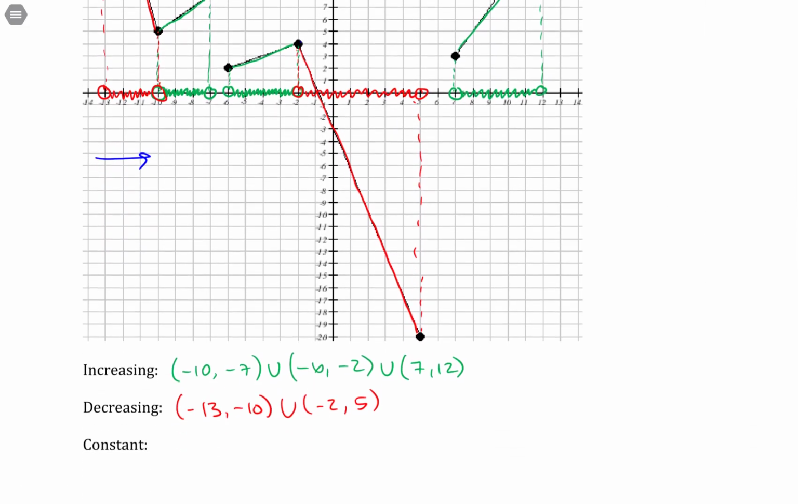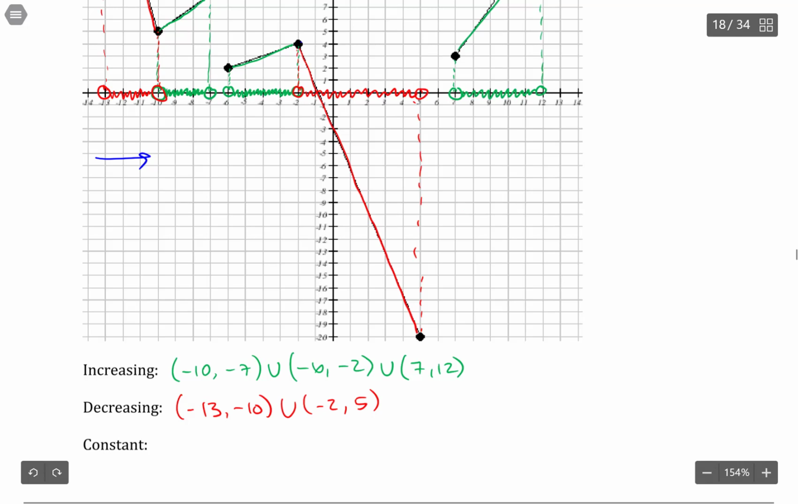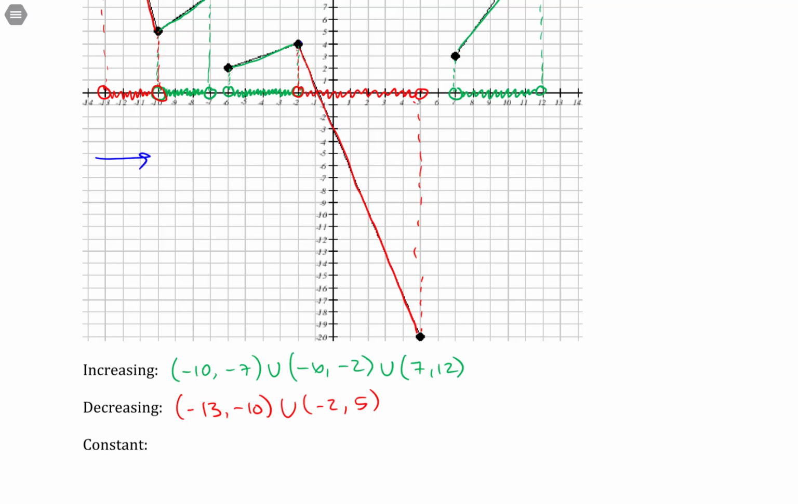Now, intervals of constant. To have an interval of constant, we would have to have had an interval that was a horizontal line. But that didn't exist in this one. So the constant intervals, we say, do not exist.